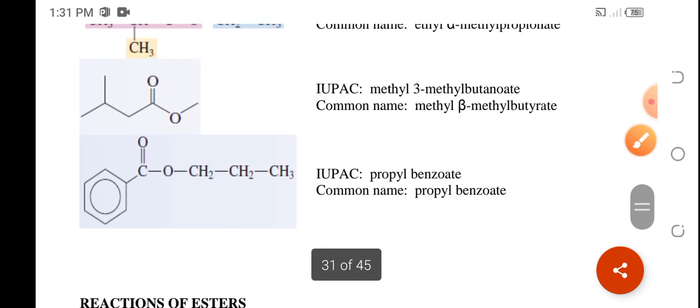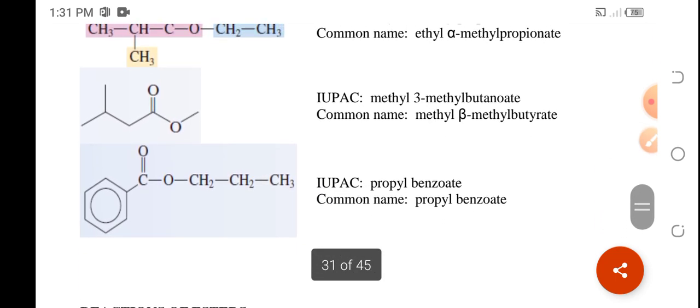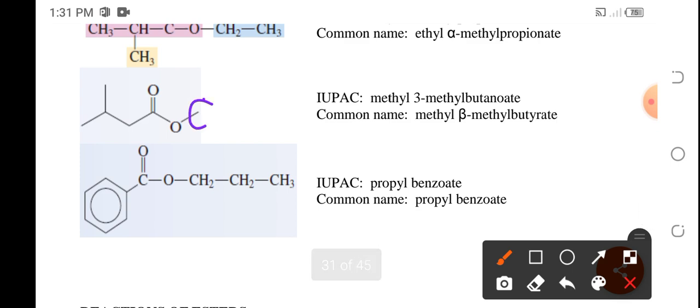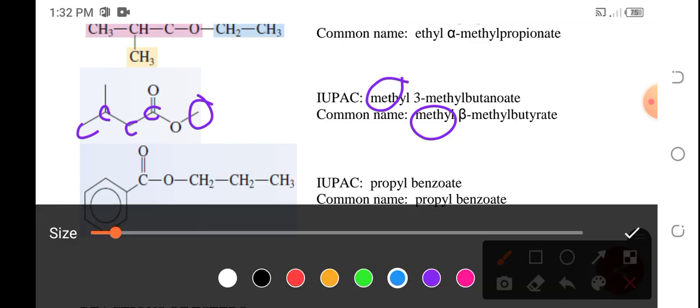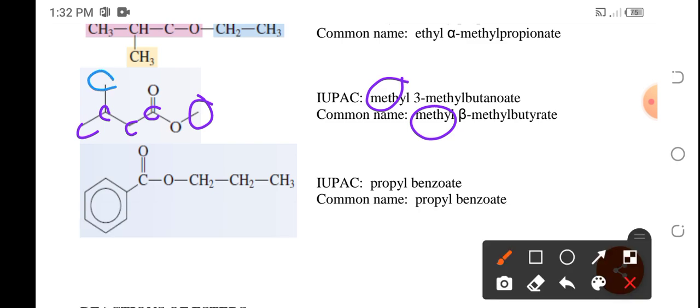Okay, next example would be this structure. So there's only one carbon here on the acid part, or sorry, in the alcohol part. So that is methyl. Same is true for the common name. And we have how many carbon atoms here? We have four carbon atoms in the parent chain, and there is a substituent alkyl group on this third carbon atom. Okay, so ito yung substituent niya.